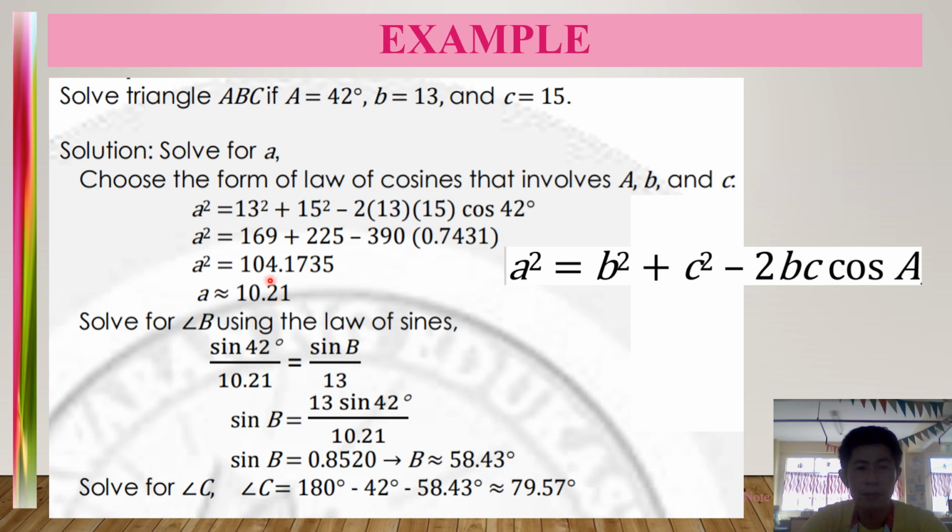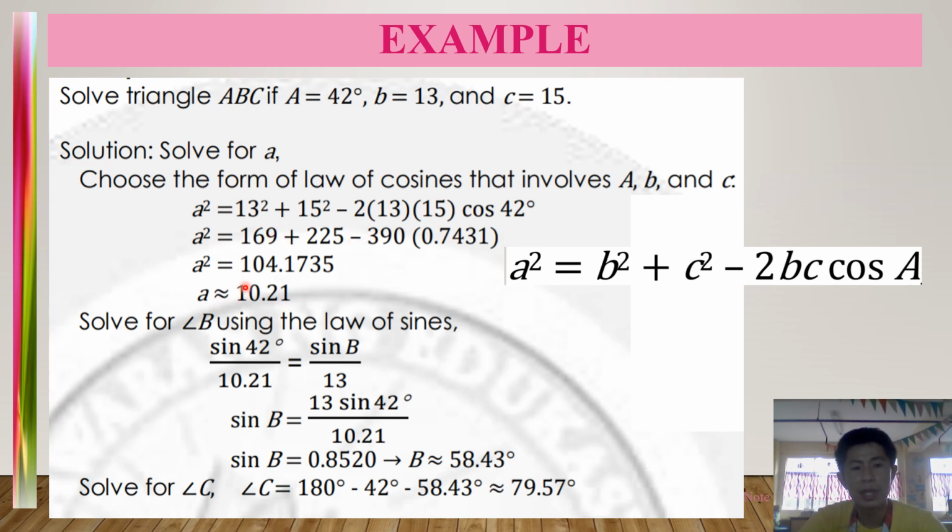Okay, let's solve. So, 169 plus 225 minus the product ng 390 times 0.7431, that is equal to 104.1735. So, wag na munang mag-round off dito. So, A squared is equal to 104.1735. Sinolve lang natin yung nandito sa taas.